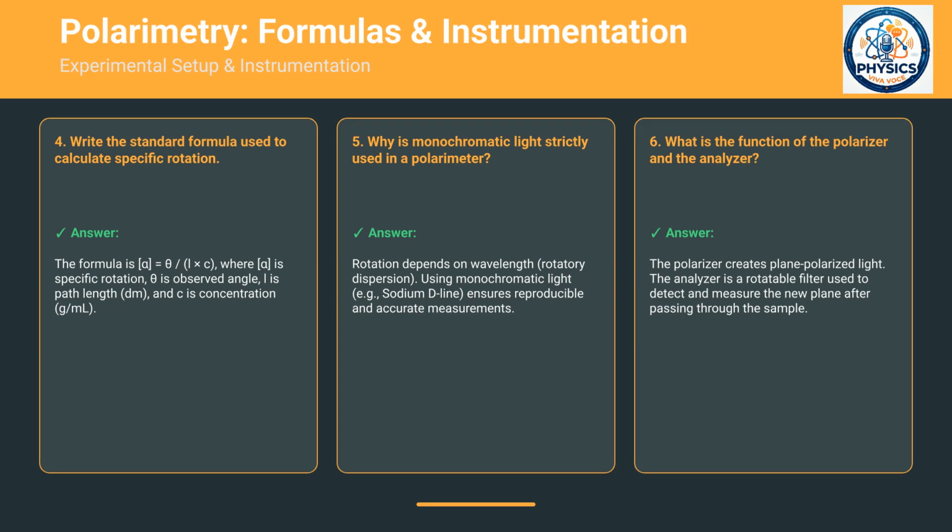Let's examine formulas and instrumentation. The standard formula for specific rotation is alpha equals theta divided by L times C. Monochromatic light is strictly used because rotation depends on wavelength, ensuring accurate and reproducible measurements. The polarizer creates plane polarized light, and the analyzer is a rotatable filter to measure the new plane of polarization.